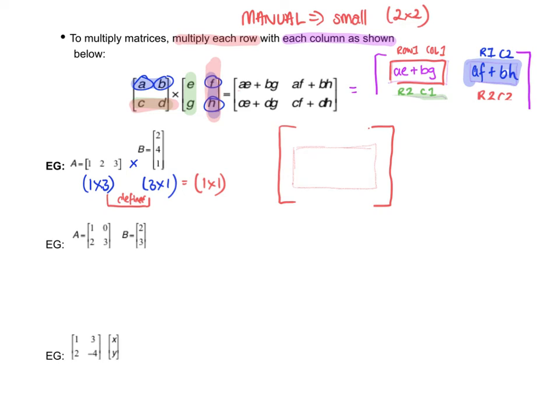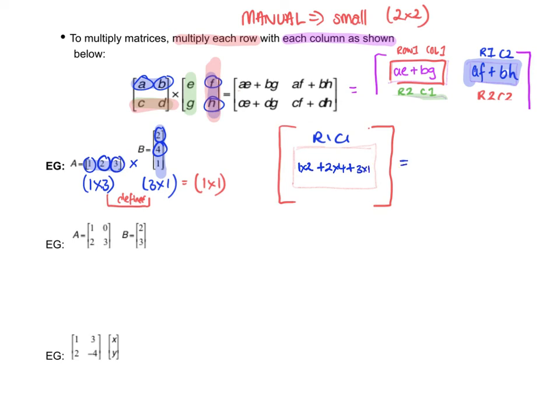Now, sorry, change the pen. This is row 1, column 1. So I'm going to multiply this with this. So what I'm going to have is this 1 gets multiplied with 2. Then plus this 2 multiplied with what? 4, good. Plus this 3 multiplied with 1.